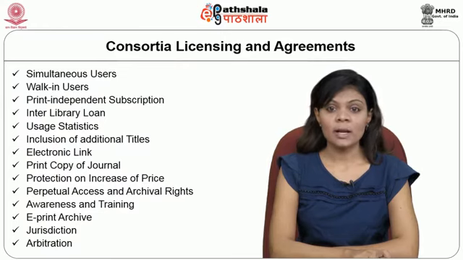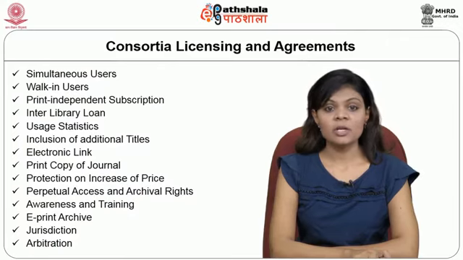Electronic link. The publisher may provide electronic links to licensed materials from the licensee's web page at journal level or at article level, and the publisher should provide help in doing so. Print copy journals. The publisher should provide a print copy of each journal to the consortium headquarters.